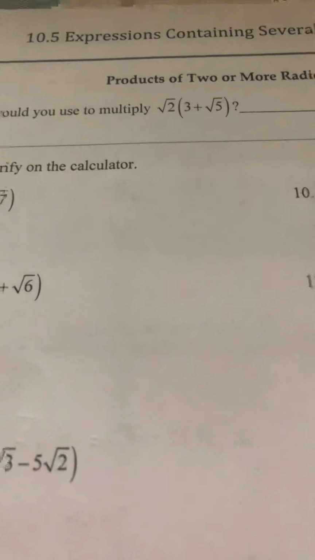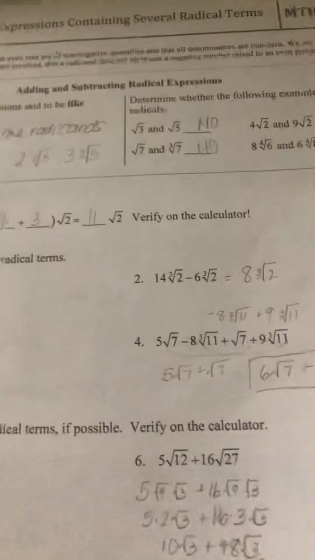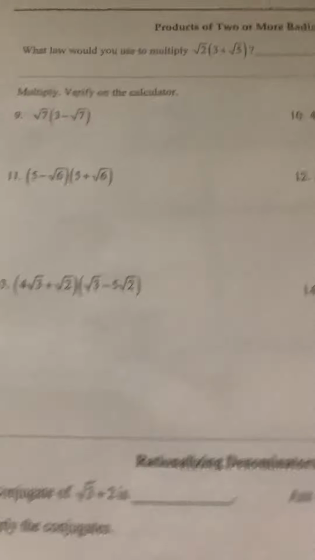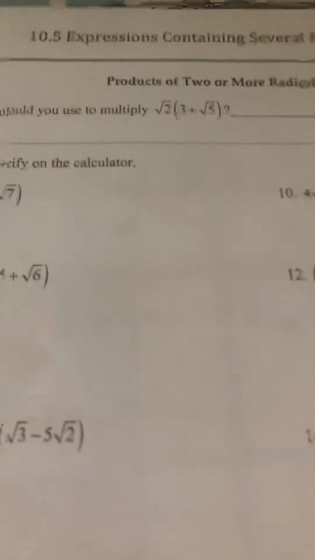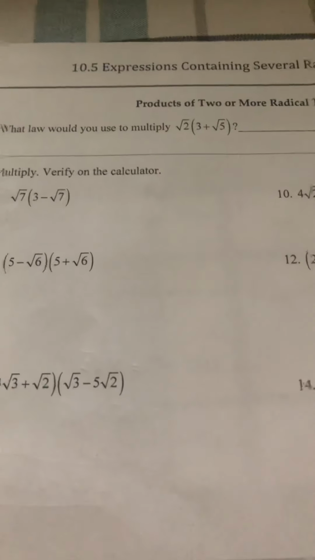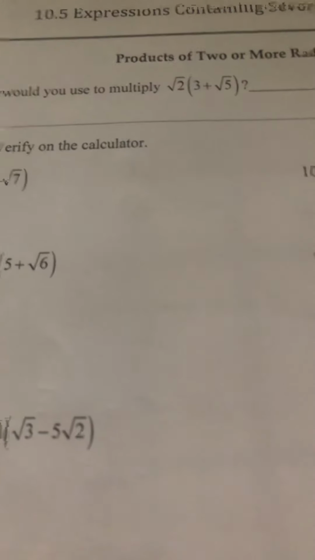Okay, so on the back here, now we're multiplying. Remember on the front, you were adding and subtracting, and you needed them to be like radicals in order to add or subtract. And you always added or subtracted the numbers in front and kept the radical piece the same. So now we're multiplying over here. If you're multiplying something like this, the radicals do not have to be alike, okay?